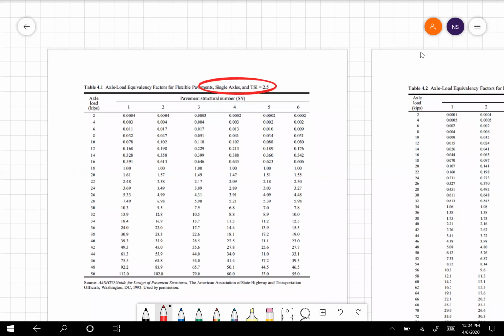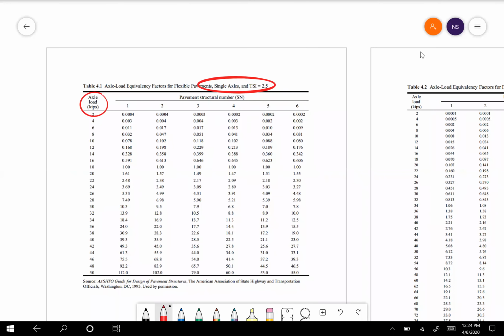So what you see in this table is your axle load in kips. That's the actual axle load that you have in the traffic. And then you will have the SN number. But this is the challenge that I mentioned last time, that you are actually looking for the SN number. So it is unknown, but in order to calculate the traffic at this step, you need to know the SN, because each SN for these axle loads is going to give you a different equivalency factor.